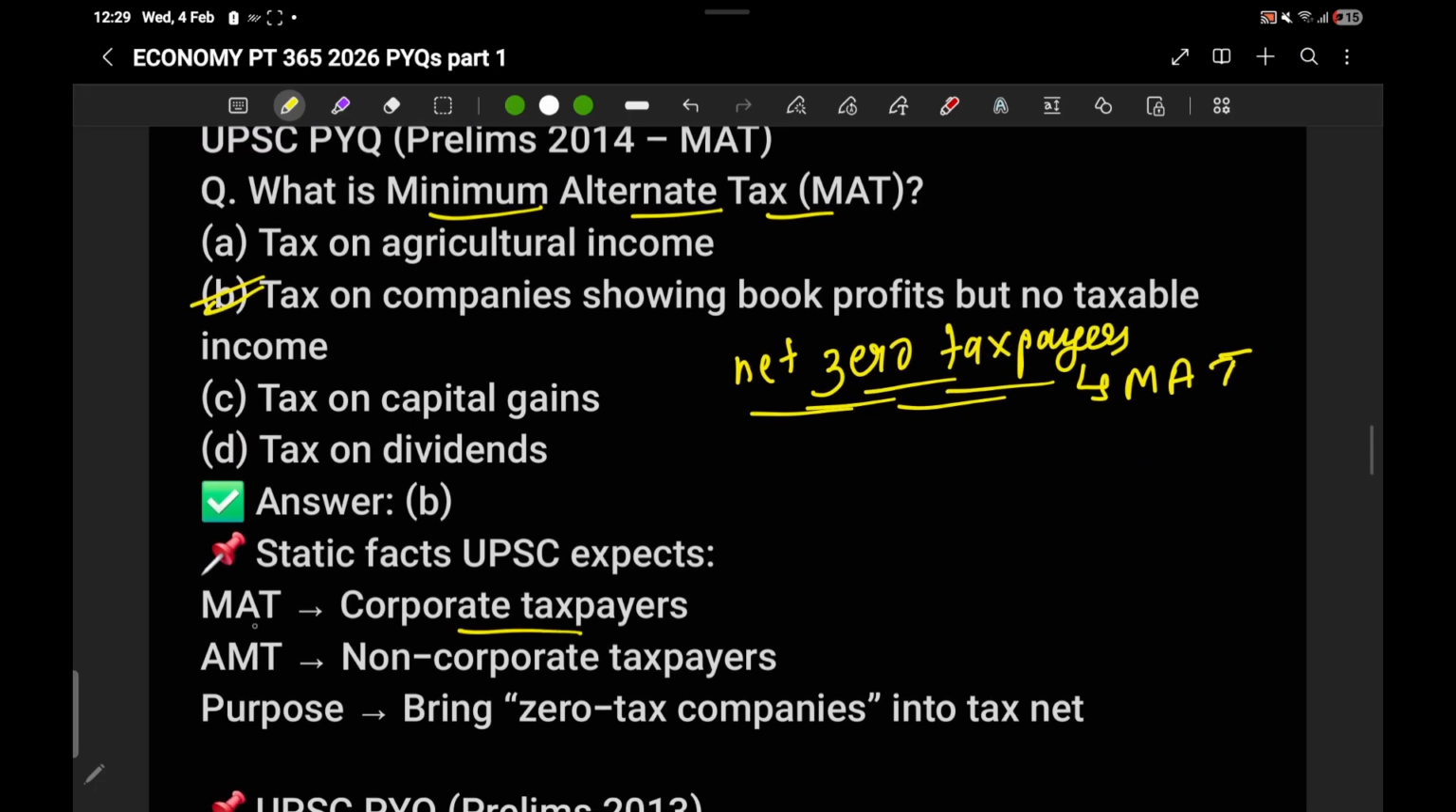See, for corporate taxpayers it is MAT, for non-corporate it is alternate minimum tax. The purpose is to bring zero tax companies into the tax net. Next question.